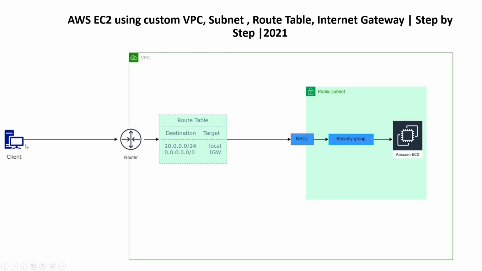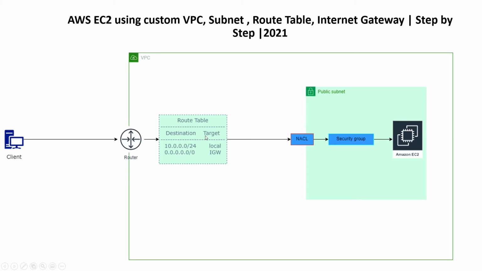So the client is nothing but a user. If he wants to connect to this EC2 instance, first it will come to the route table. That's why we are using the internet gateway. If you don't use an internet gateway, or it could be a NAT gateway, we won't be able to connect from the outside world. So we need to make sure we create an internet gateway to connect from the outside world.